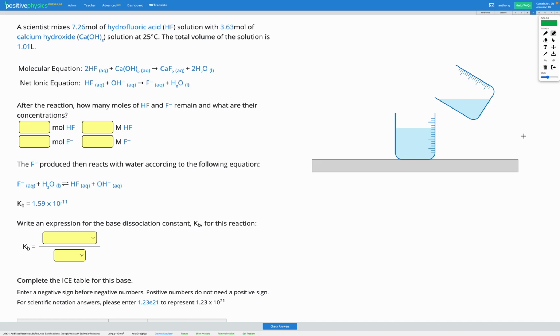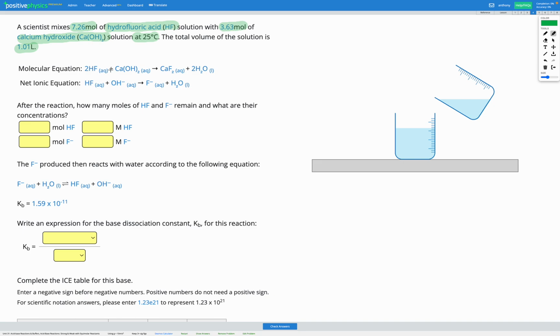So in this question, we have 7.26 moles of hydrofluoric acid solution. That's a weak acid, mixed with 3.63 moles of calcium hydroxide solution. That's a strong base at 25 degrees C. We're told the total volume of the solution is 1.01 liters.